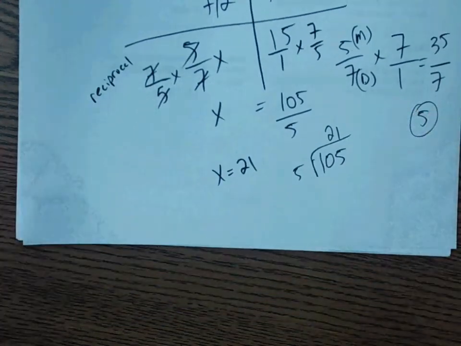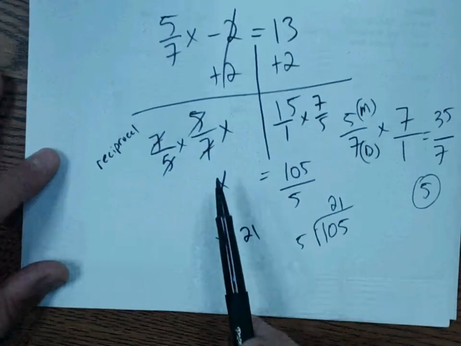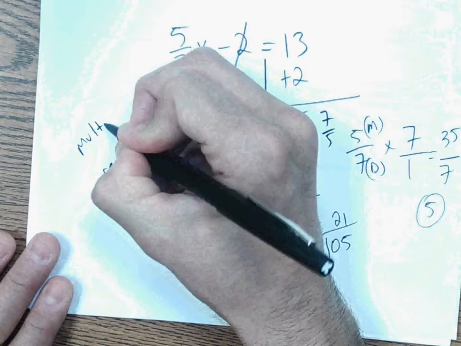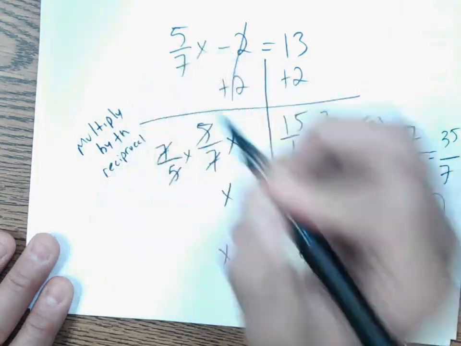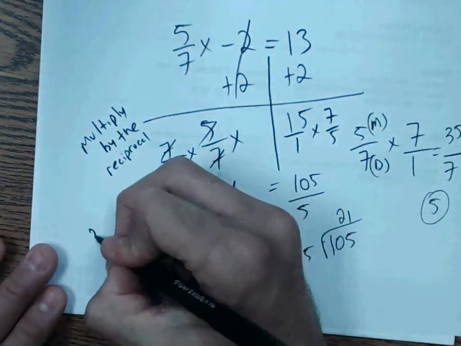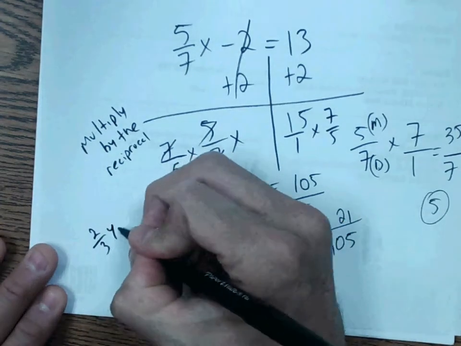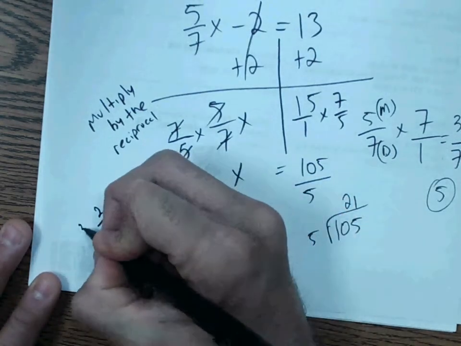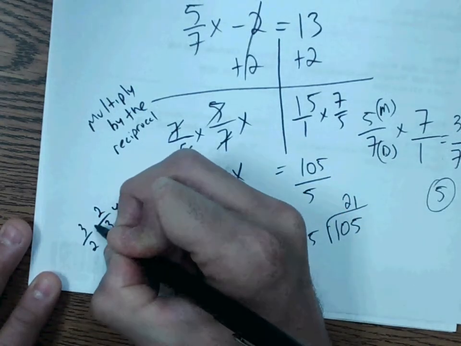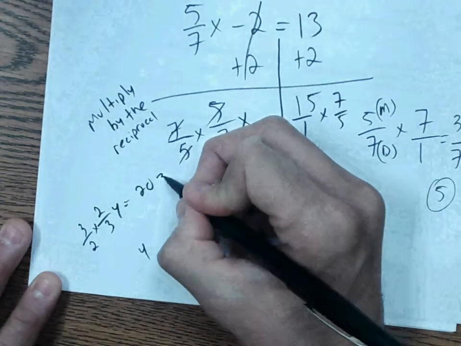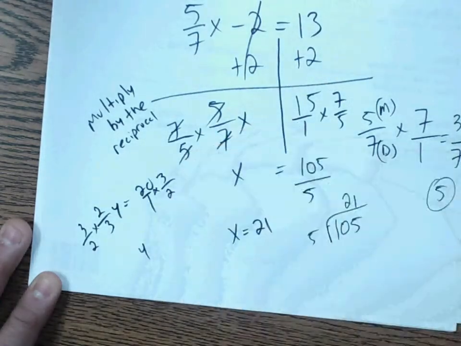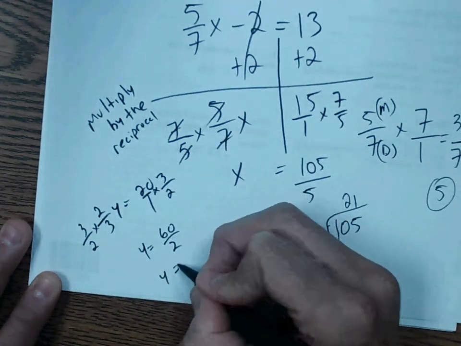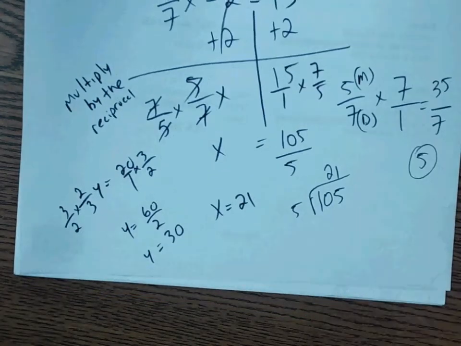So always remember, if you're solving an equation and you're trying to get rid of a fraction, multiply by the reciprocal. Multiply by the reciprocal, okay? If I got 2/3 y equals 20. Okay, well, I want to get just y, so I'm going to multiply by the reciprocal. The reciprocal of 2/3 is 3/2. So you do the same thing to the other side. Okay, y equals 60 over 2. 60 divided by 2 is 30. Okay, so just multiply by the reciprocal.